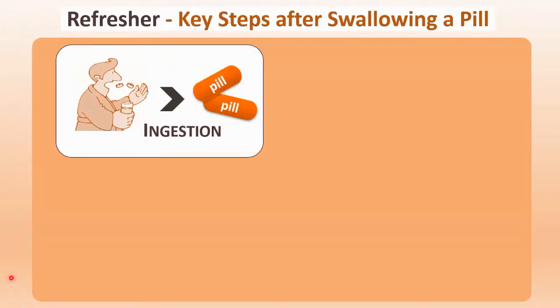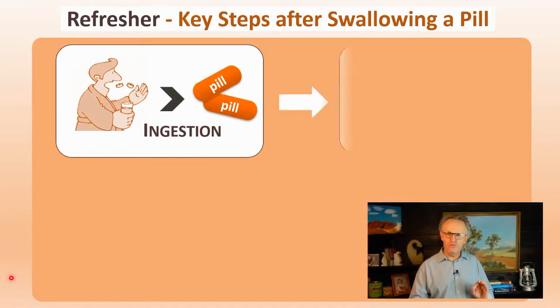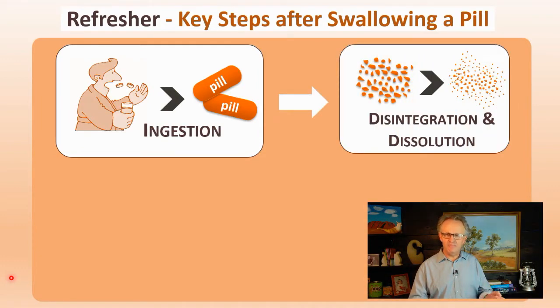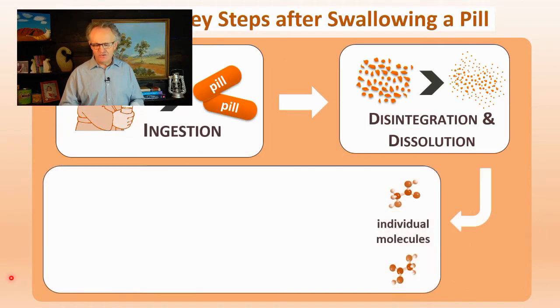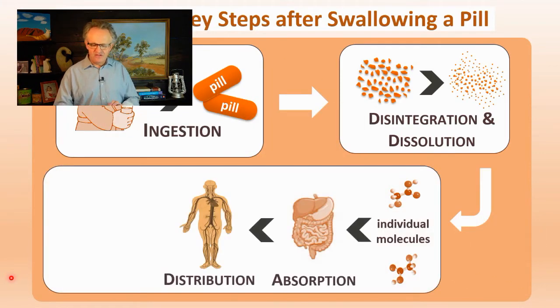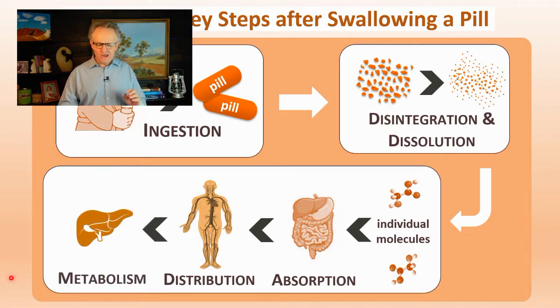Okay, so let's just refresh our memories of where we've been in the last couple of episodes. Remember how we looked at the all-important process of absorption of drugs, which begins after pills are ingested. They undergo disintegration and dissolution to release individual molecules that then transition from the fluid within the upper intestines into the bloodstream, and then they get distributed around the body. Now we come to the process of metabolism, which tends to counteract the penetrance of drugs into tissues.